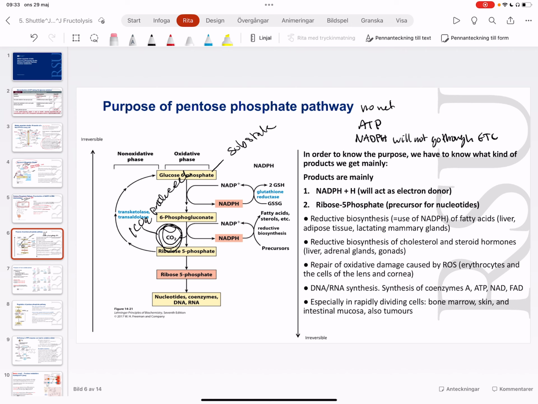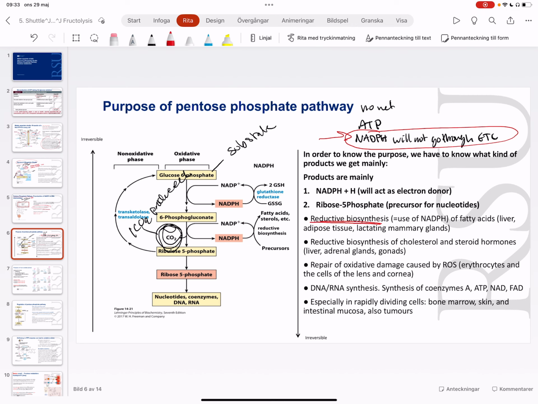Also, NADPH will not go through the electron transport chain, therefore there will be no net gain or loss of energy. So the products mainly, as I said, are NADPH and ribose 5-phosphate. Ribose 5-phosphate is actually the precursor for nucleotides for DNA molecules. And we will use this NADPH molecule for reductive biosynthesis.